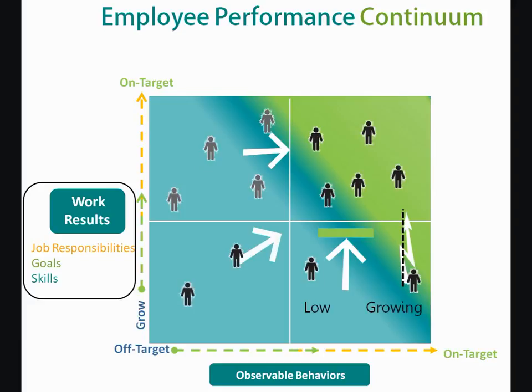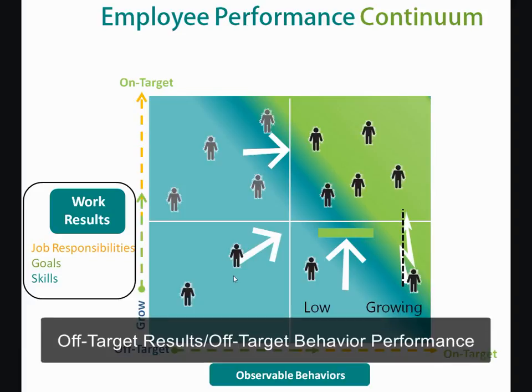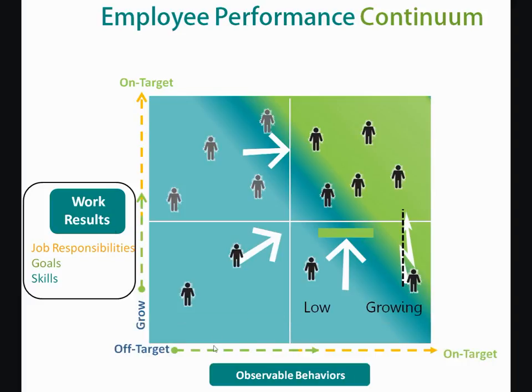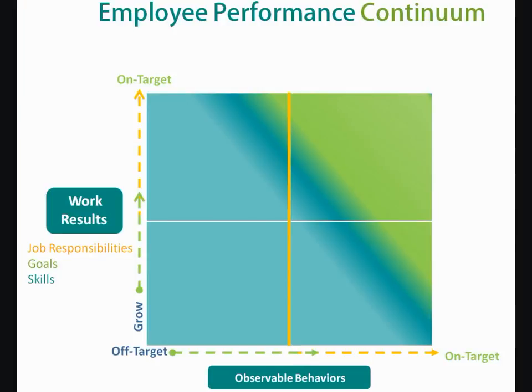The last quadrant on the continuum is the lower left. This means that anybody who's performing at this level has both a low work result and their behaviors are also off target. Here's how to use the Employee Performance Continuum in your organization.